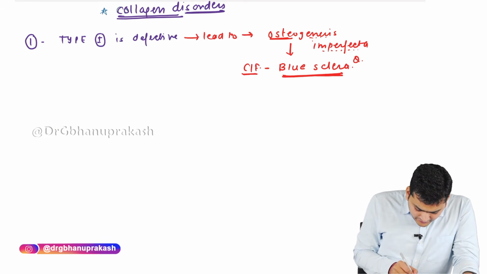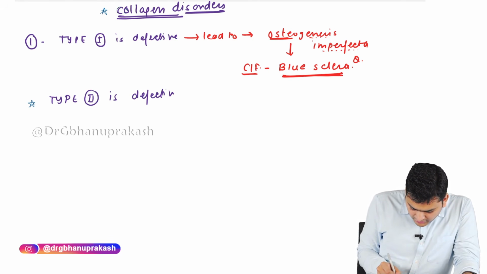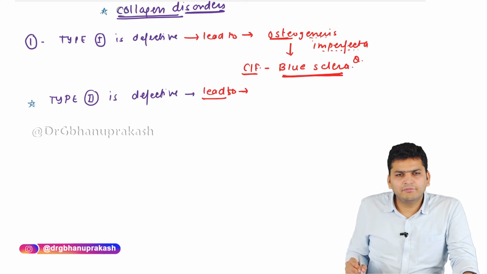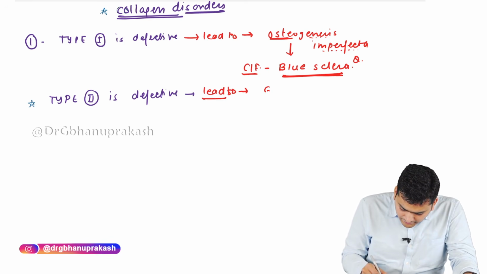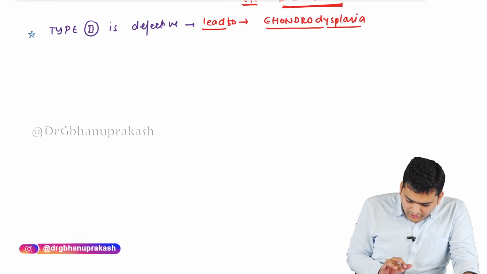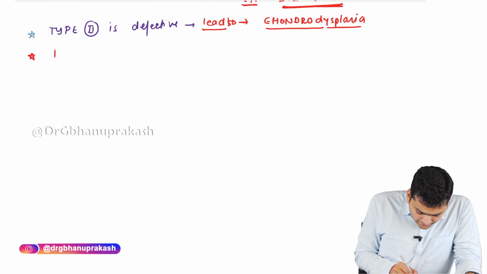Now coming to the second disorder. The second disorder is if the type 2 is defective. Type 2 collagen is found in cartilage. If the type 2 is defective, the cartilage will be defective, and that is called chondrodysplasia. Chondro means cartilage. The cartilage is going to be defective, so that is called chondrodysplasia. Then the next one is the type 3.